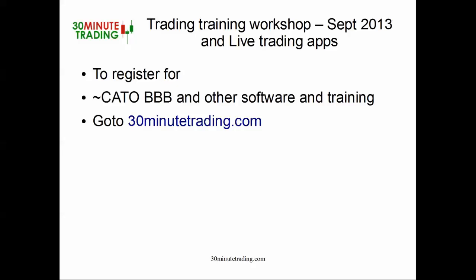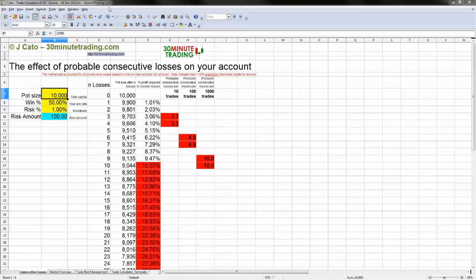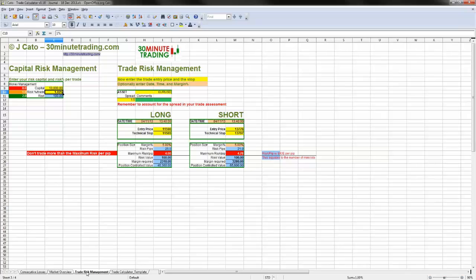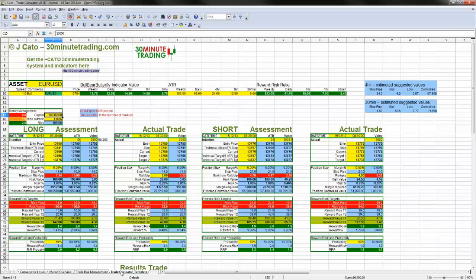Now let's get on with the introduction to the risk management trade calculator. The first thing to say about it is there's 4 different sheets, and I'm going to point down at the bottom. At the bottom here we've got consecutive losses, market overview, trade and risk management, which is a ready reckoner calculator, and the trade calculator template, which is where you store complete trade results.